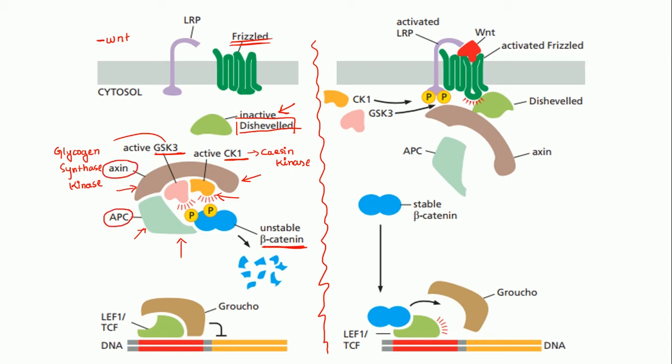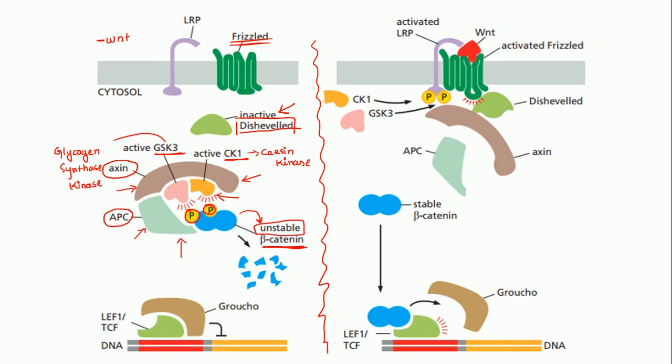So when all of these proteins are holding beta-catenin, these two kinases, CK1 and GSK3, can phosphorylate beta-catenin. They can put phosphate groups on the beta-catenin, because when this whole complex is formed, the casein kinase CK1 and GSK3 are active, and they can phosphorylate this beta-catenin. Since they phosphorylate it, phosphorylation of the beta-catenin makes it unstable.